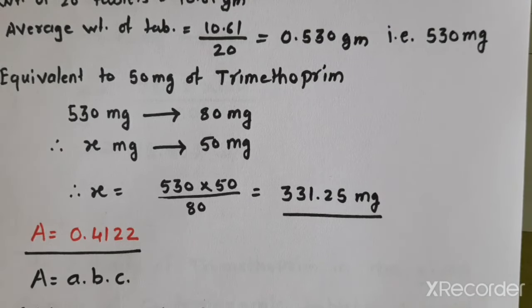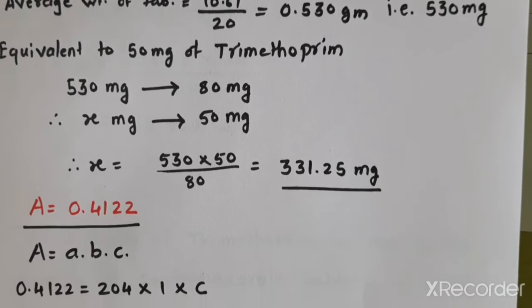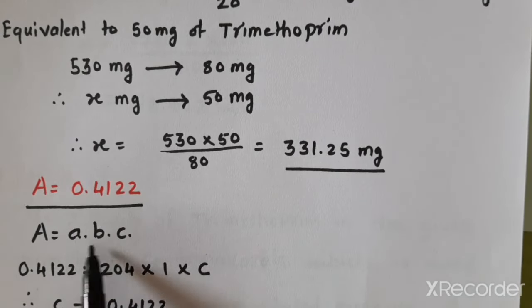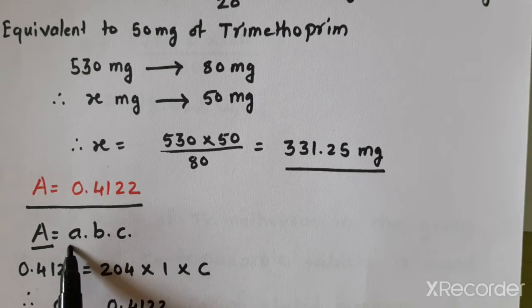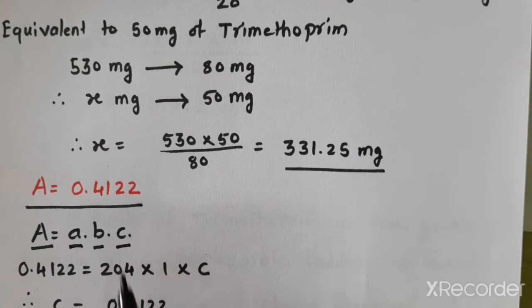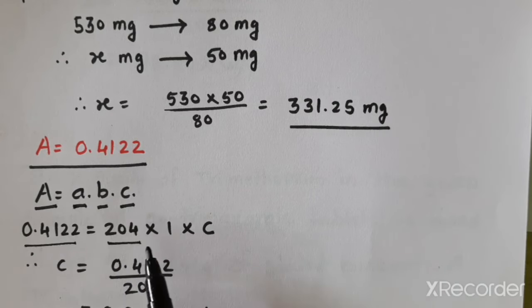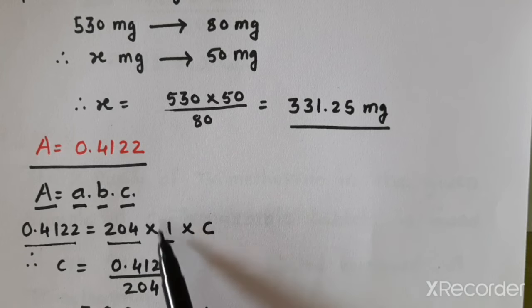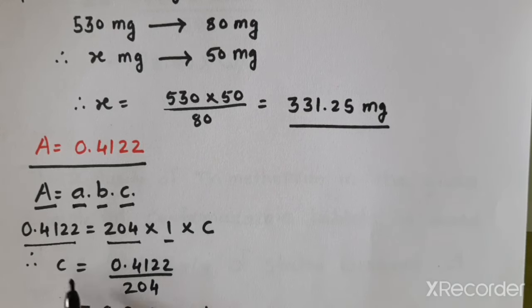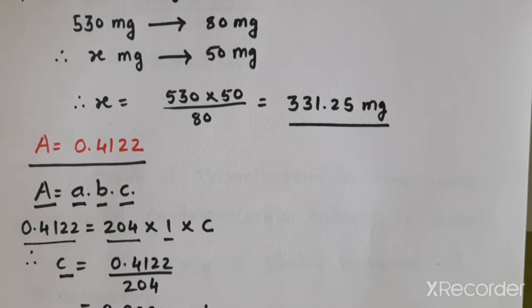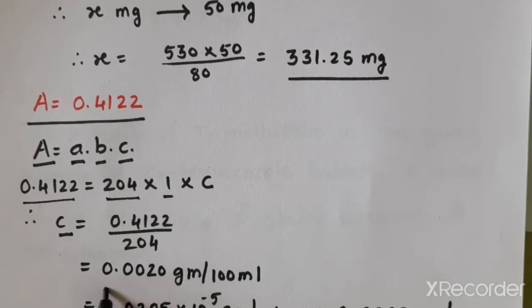The absorbance we got for the diluted solution is 0.4122. So with the help of Beer-Lambert's law, we know A is equal to abc, where A is absorbance, small a is absorptivity, b is path length, and c is concentration. Okay, so we can substitute the values here. So this is absorbance and this is absorptivity. Path length in our instrument is 1 centimeter, and then we can find out c, that is the concentration.